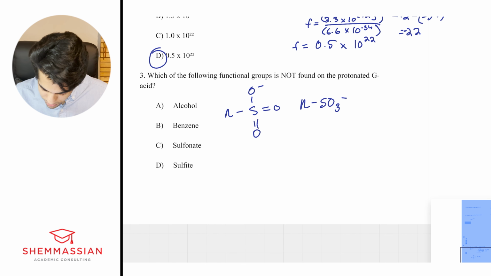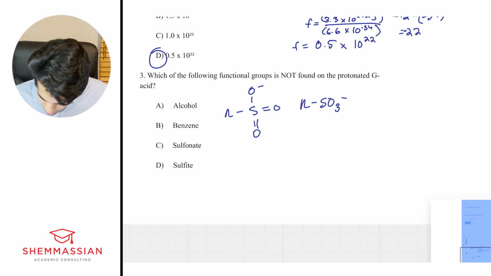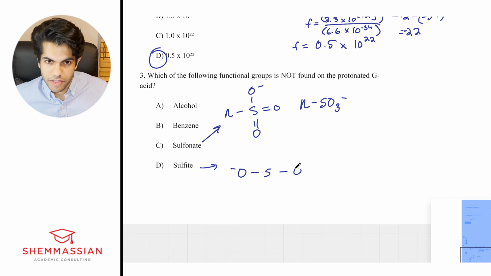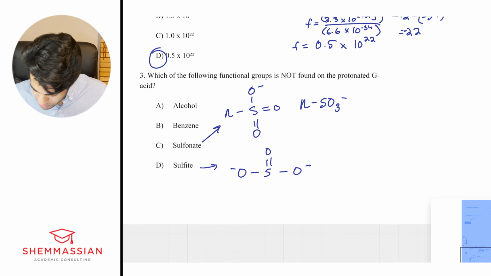And then the sulfite is this right here. So you have a sulfur with 2 single bonds, each to 1 oxygen, and then a double bond to an oxygen. Its formula would be like SO3 2 minus.